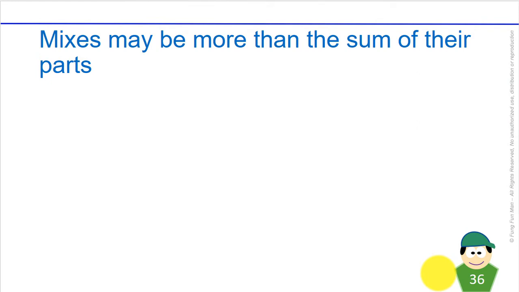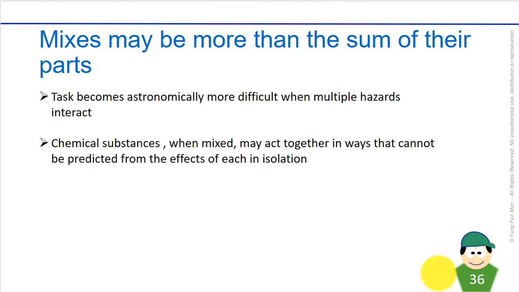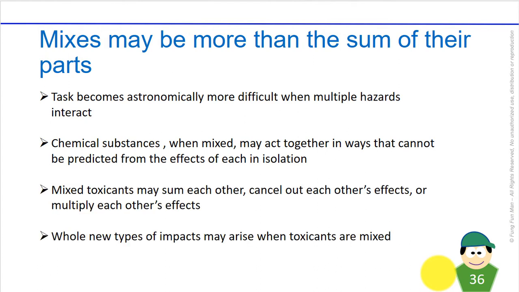It is very difficult to determine the impact of a single hazard, but the task becomes even more difficult when there are multiple hazards that interact. When you mix chemical substances, they might interact in such a way that we cannot even predict the outcome from the effects of each of them on its own. So when we mix toxicants, they may sum up each other's effects, or cancel out each other's effects, or even multiply each other's effects.